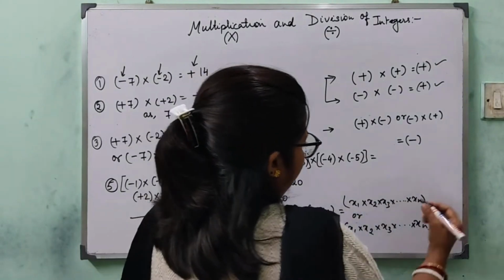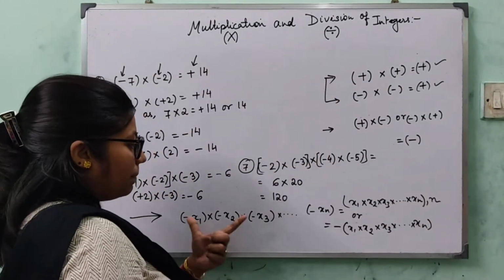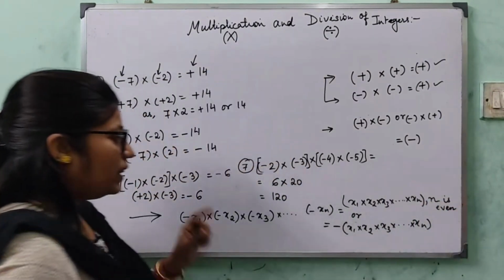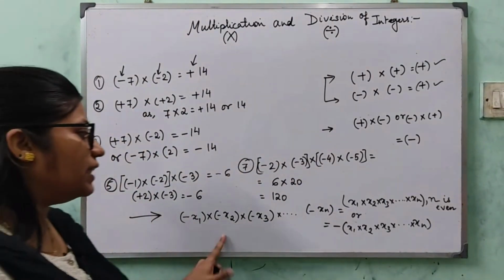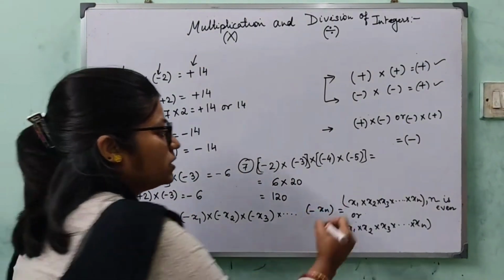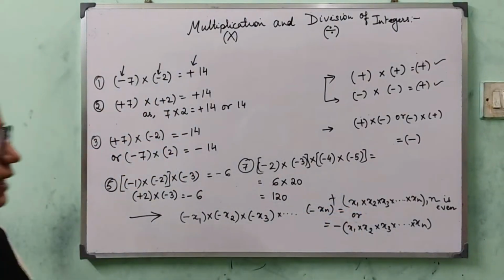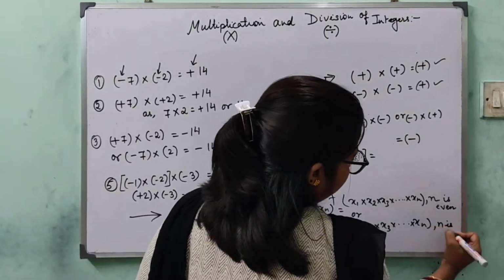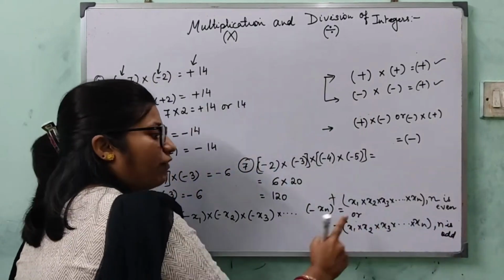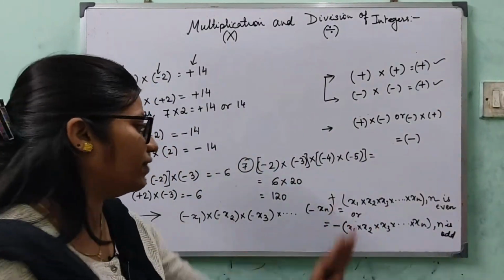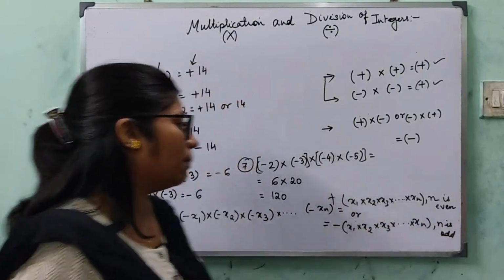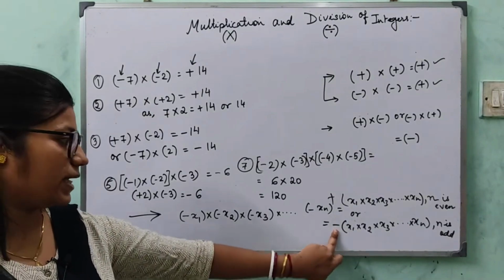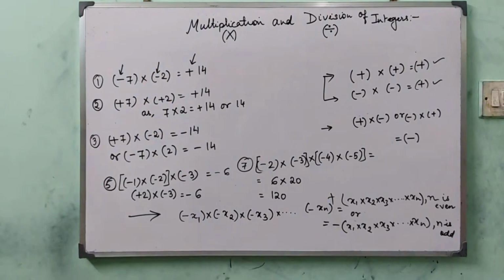You will have a positive sign when the number of negative integers involved in the multiplication is even. The product has a positive sign. And if the number of negative integers involved is odd, please remember n is the number of negative integers, then the product will have a minus sign. So you can check this out with all the sums that we have done so far.